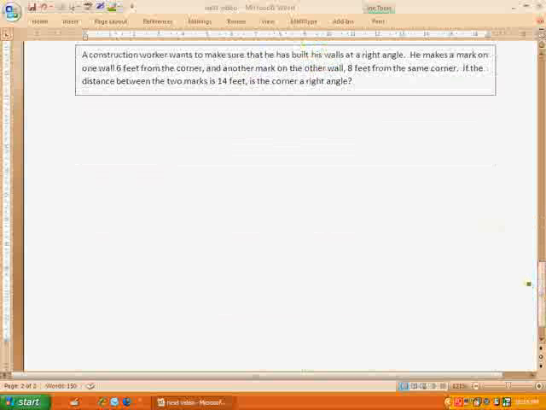This one is a little bit more of a real life thing, how it would actually be used. Okay, this one is for a construction worker, and he's been building a house and he wants to make sure that he's built his walls at a right angle. Now, I guess it would have been a better idea for him to figure that out before he built the walls, but well, I mean, better late than never, right? So he's going to check out his walls.